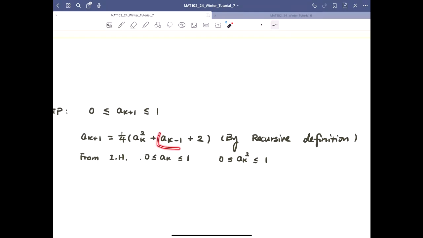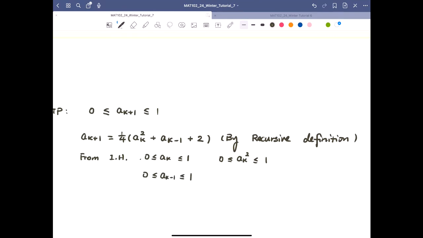Exactly. I also need to know about this, right? And what do I know about this? I need to know information about this from IH, not the recursive definition. Does that make sense? It's about this term, and it has to be from IH, because the recursive definition is not going to give me anything. So I also need to know from IH that a(k-1) is also in between 0 and 1.